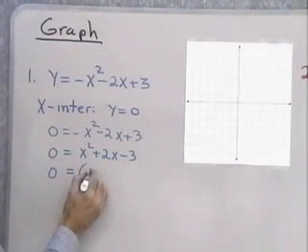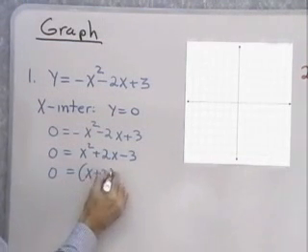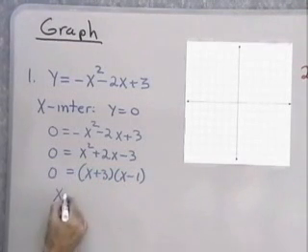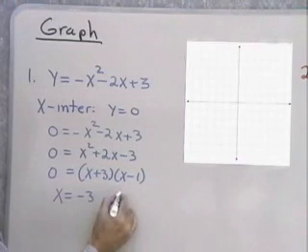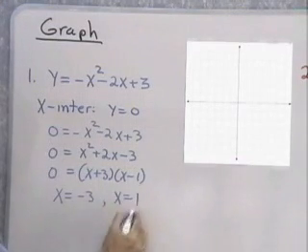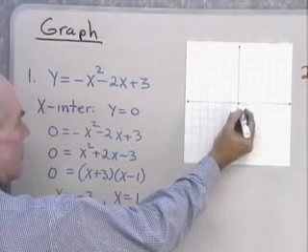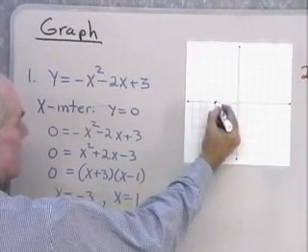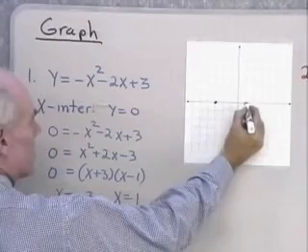Factoring this, I have x plus 3, x minus 1. That gives me an x-intercept of negative 3 and another x-intercept of positive 1. So on my graph, I'll go to x equal negative 3, y equals 0, and then x equal 1, y equals 0.